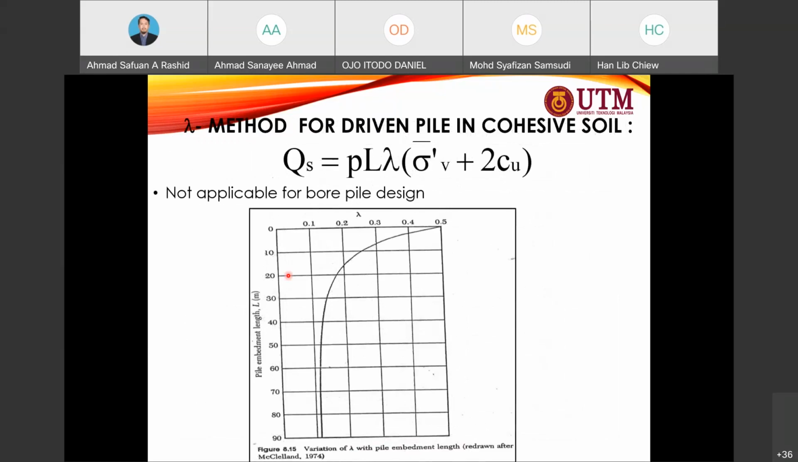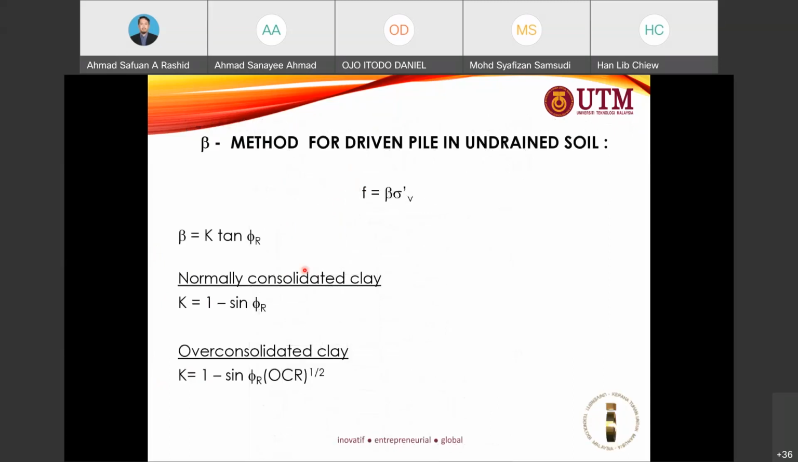Then we have lambda, the last one. We can determine the lambda value based on this diagram. We may use the equation later on from the example. This is just to introduce the methods to determine the skin friction value.